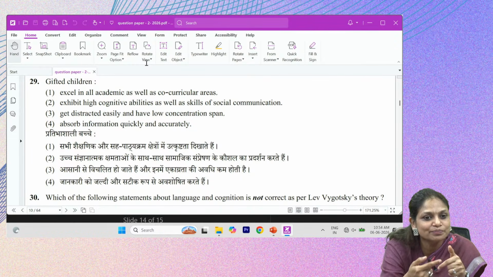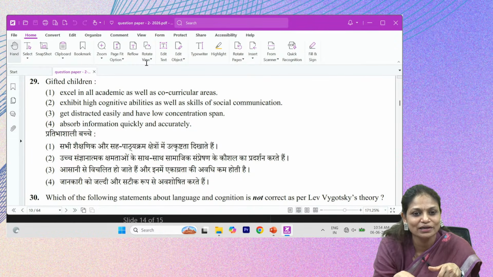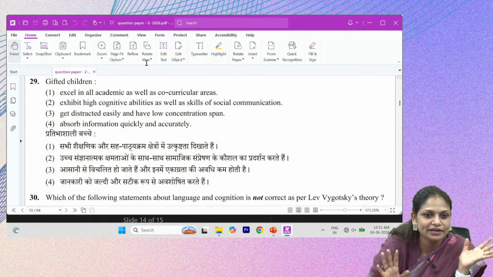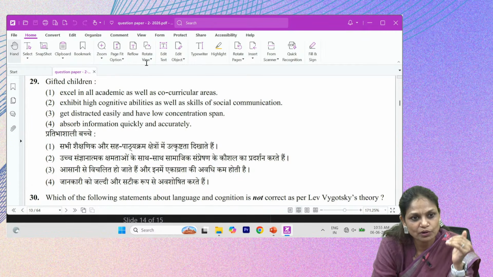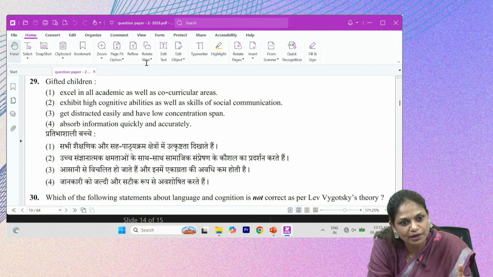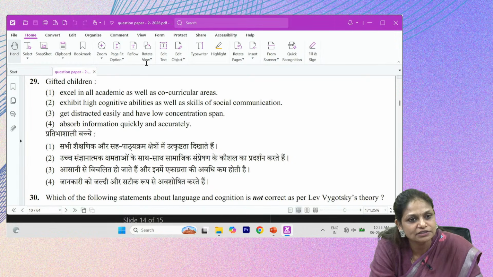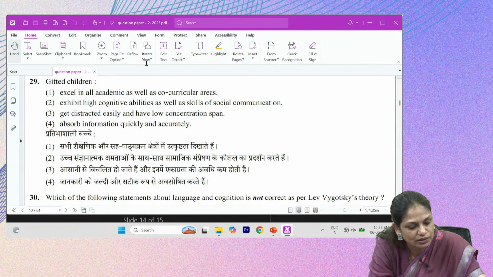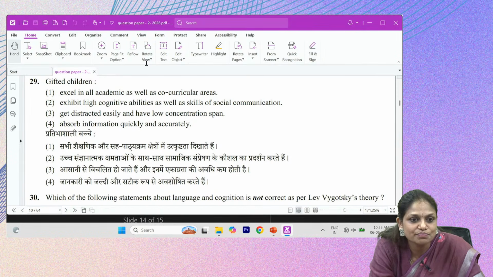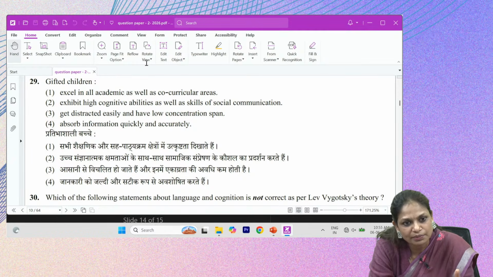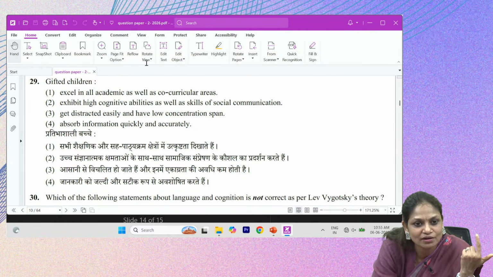Then fourth is absorb information quickly and accurately. सी, अब ये आपका एक डायरेक्ट क्वेश्चन है देखा जाए तो. अगर आपको गिफ्टेड चिल्ड्रन की करेक्टरिस्टिक्स के बारे में पता है, आपको पता है कि वो बच्चों की क्या इंक्लूसिव स्ट्रैटेजीज है, किस तरह से वो लर्न करते हैं, या उनके क्या मतलब मेजर बिहेवियर क्या है, तो जैसे ही आप इनके ऑप्शंस पढ़ेंगे you can quickly give the response.